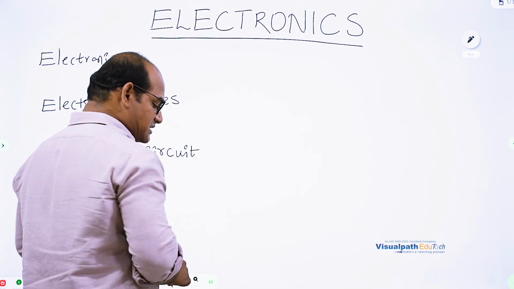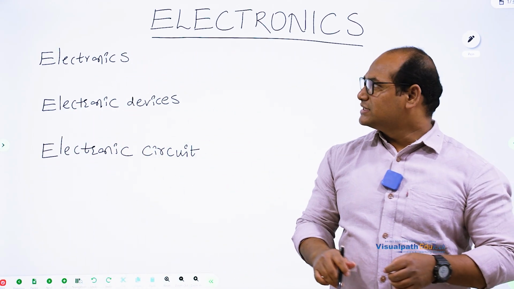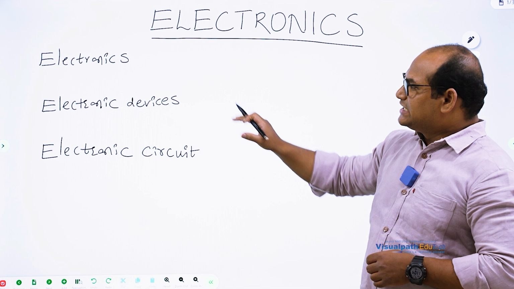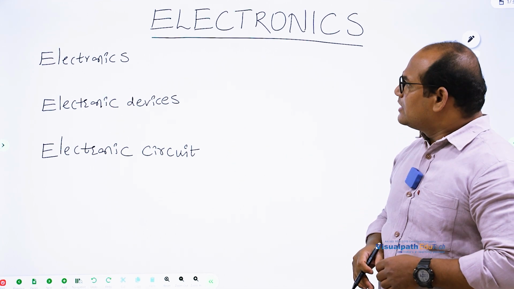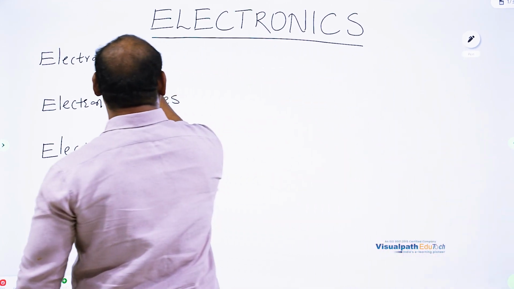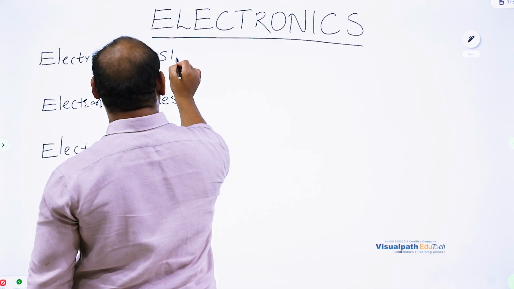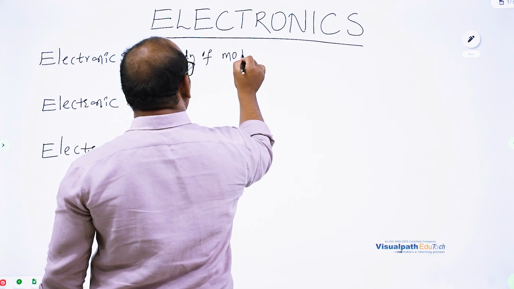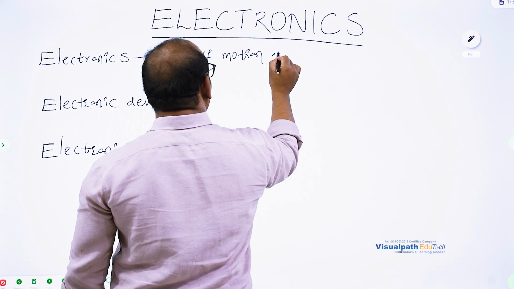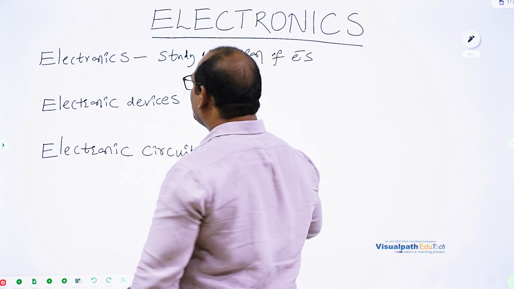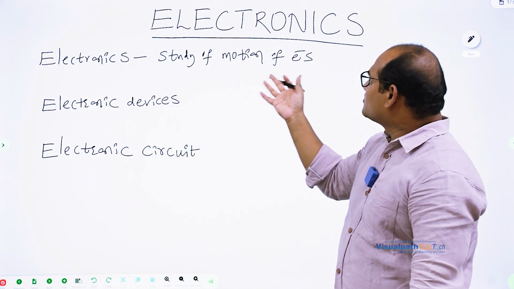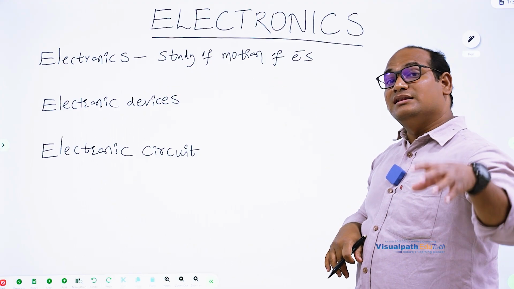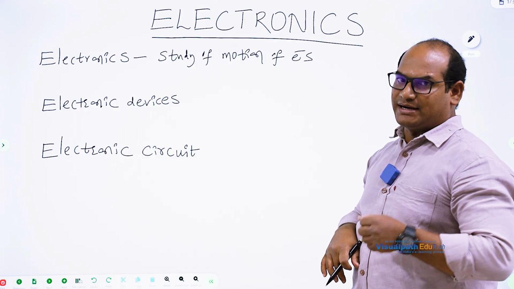Okay, first we will understand the terminology related to electronics, like some terms I have given: electronics, electronic device and electronic circuit. Electronics is nothing but the study of motion of electrons. Simply we can tell, electronics is the study of the motion of the electrons, but those electrons must be available under the influence of electric field and magnetic field.